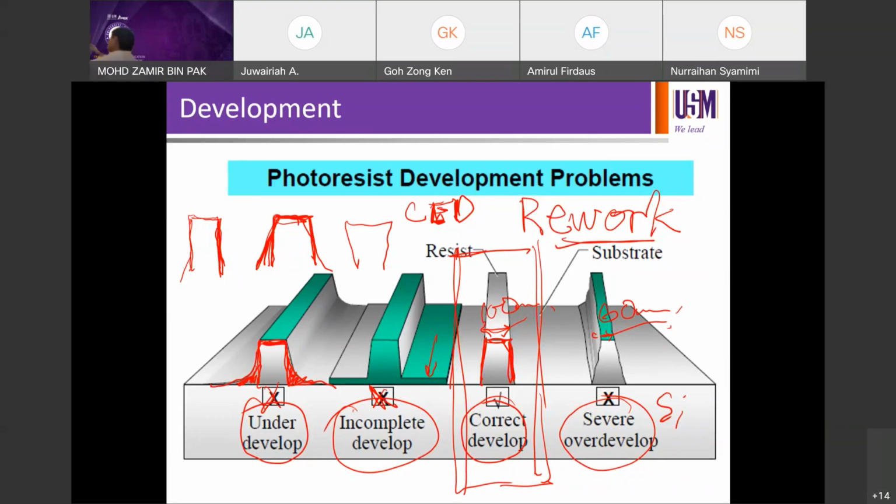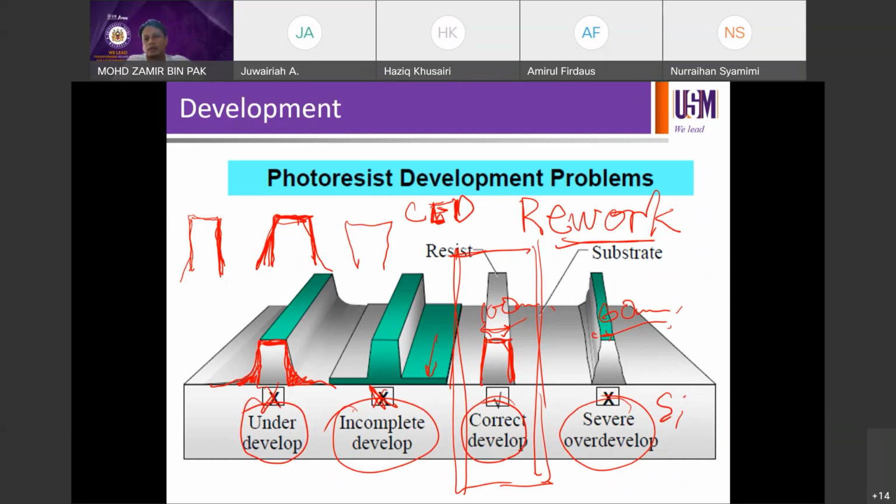Saya settle online. Dia baiki doktor. Macam mana baiki? Maksudnya kalau salah, maksudnya nanti dia apply balik coating, apply balik photoresist, lepas tu buat balik kan doktor? Kan? Yes. Rework means you strip off the resist.